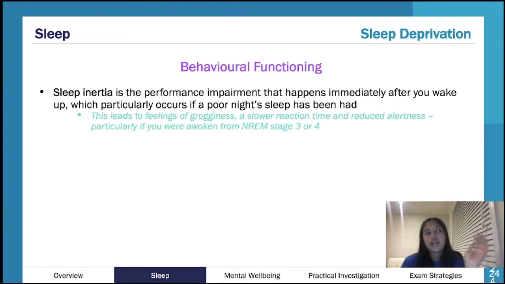So it's important that you know which symptoms or which effects fit into which category, but also that you're reading the question so you're able to figure out, is VCAA asking me for any effects, or are they asking me specifically for behavioral ones, for example?